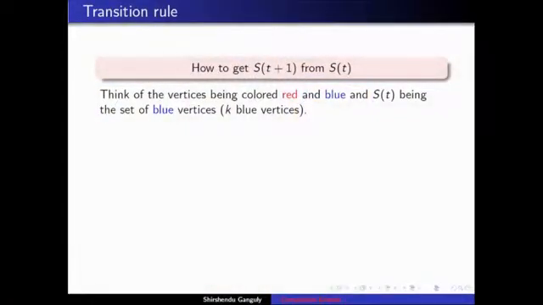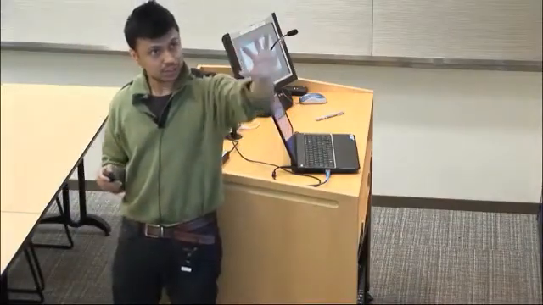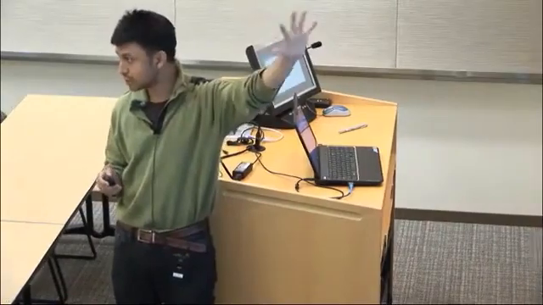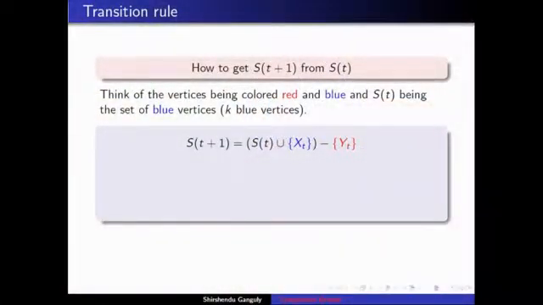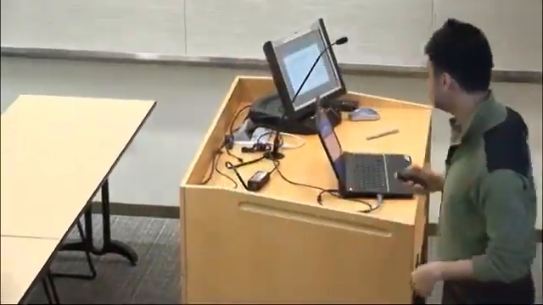So think of all the vertices as having two colors, red and blue. k was the size of S_t, so think of S_t as the set of blue vertices. So k vertices are going to be blue, and the rest of them are going to be red. And I have to define how to get S_{t+1} from S_t. S_t has size k, so what I do is I add one point, x_t, and I subtract one point, y_t. I'll define what those are.